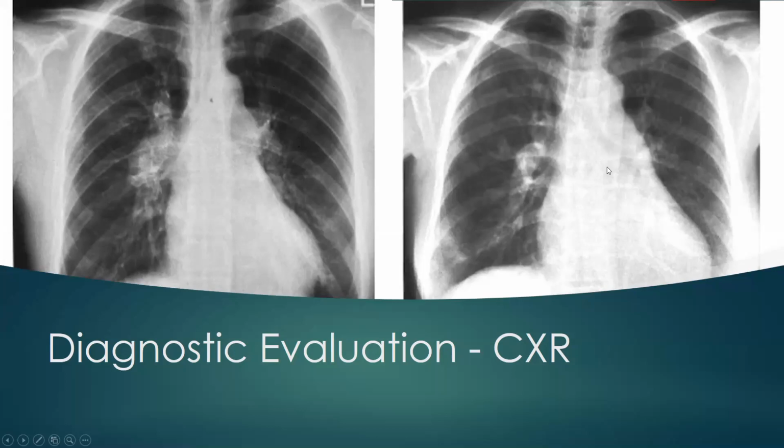And then what about on the left over here? This is a 44-year-old woman with a mean PA pressure of 43. What do you guys see over here? Here's the aortic shadow. That looks okay to me.